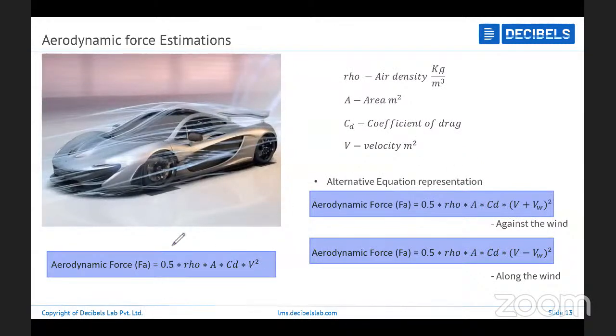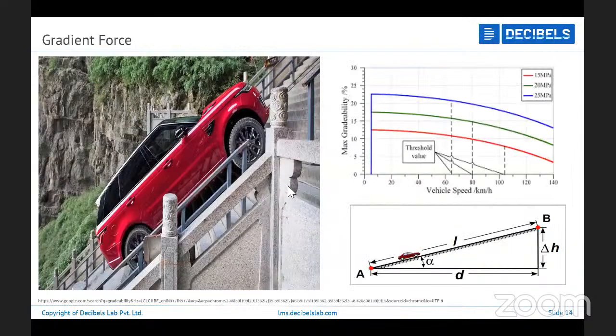So we were discussing this equation, right? Just try to take down this equation. We'll be using our Excel sheet. Now we are done with rolling resistance and aerodynamic, and now we look into the gradient.